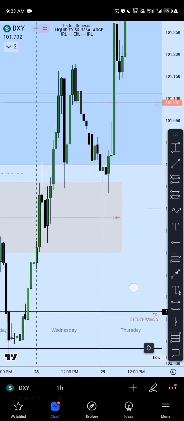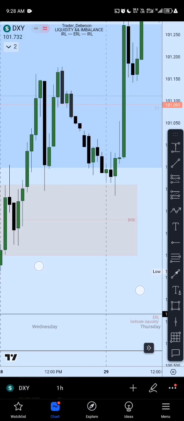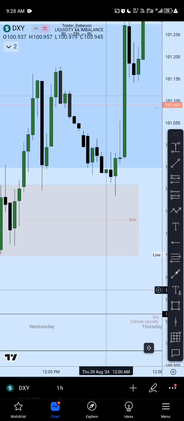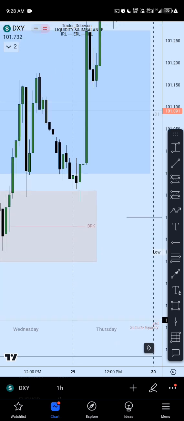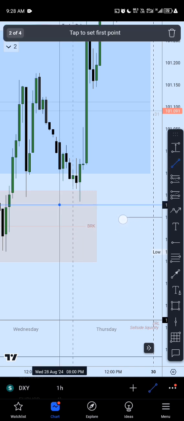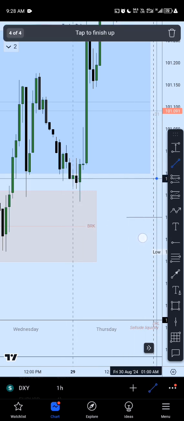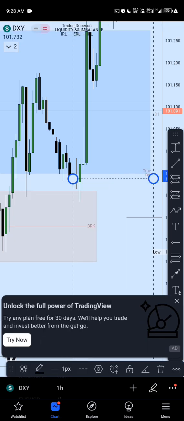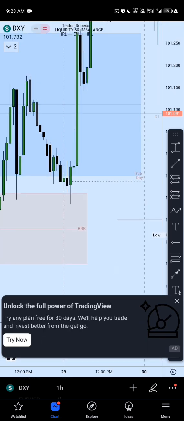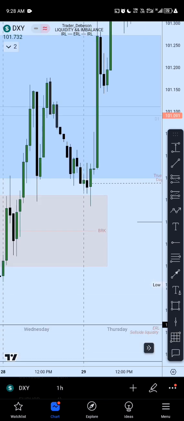So on Thursday, price dropped. This is the opening price on Thursday. Price opens, then drops lower, before the expansion. Are you seeing it? This is a complete, perfect power of 3.